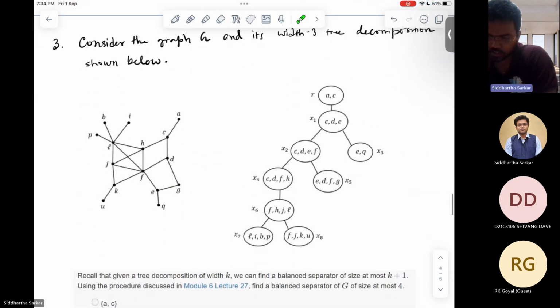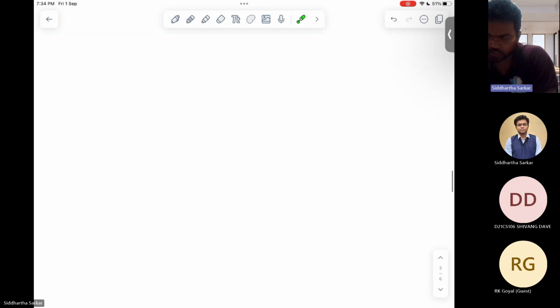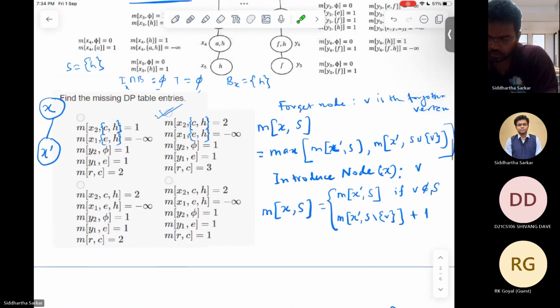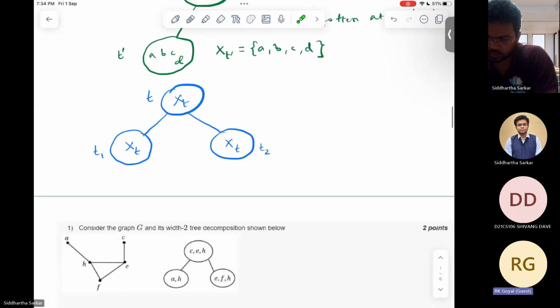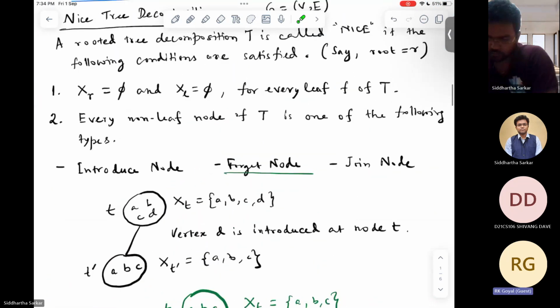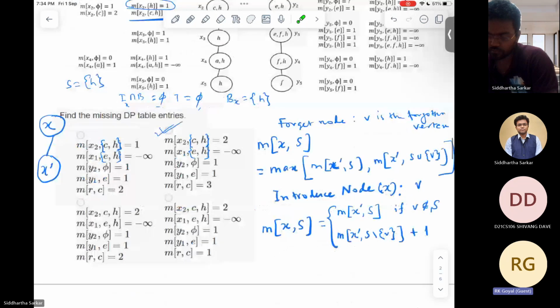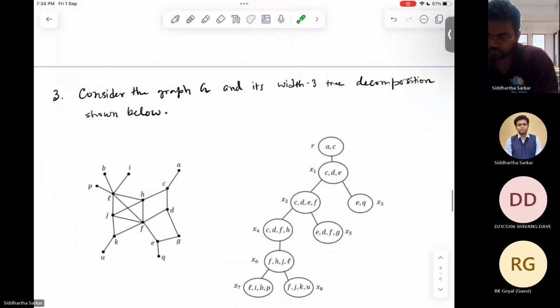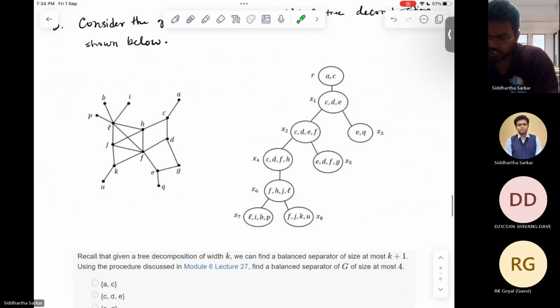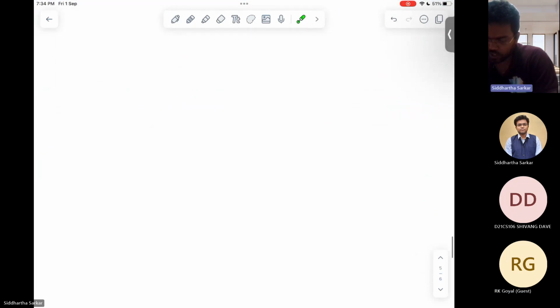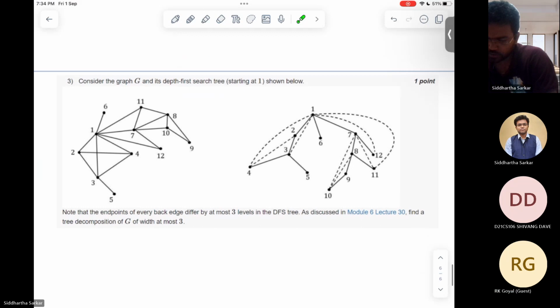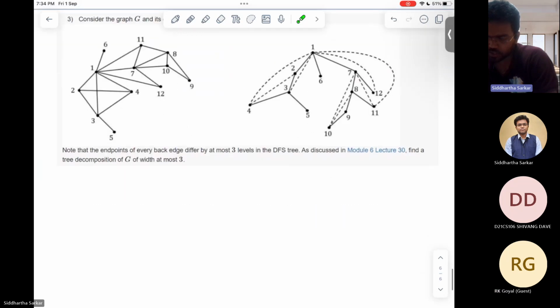Okay, so this is the second. So what is the second question? So how to find this tree decomposition? What is the process of getting such a nice tree decomposition? Right. So we'll look at one of them. Since you asked, let's look at this question.